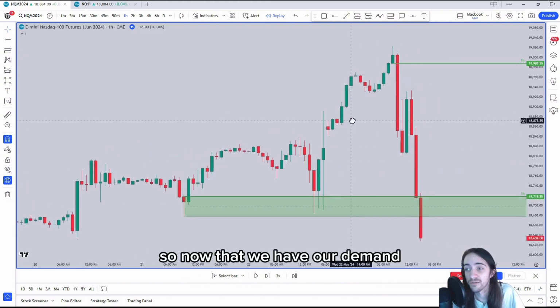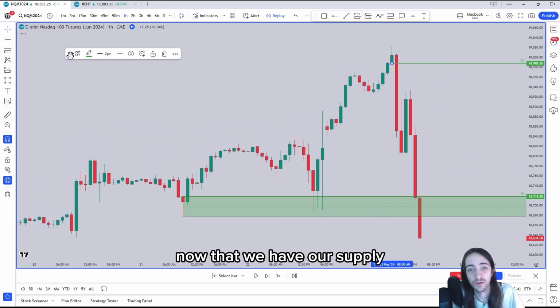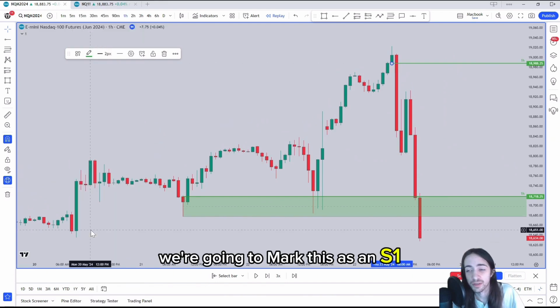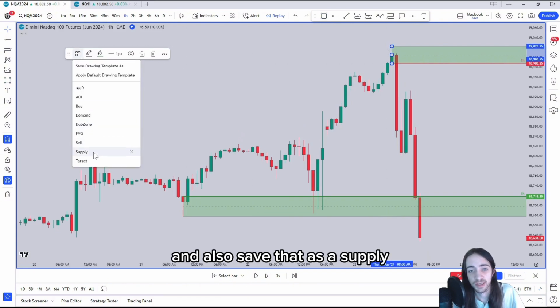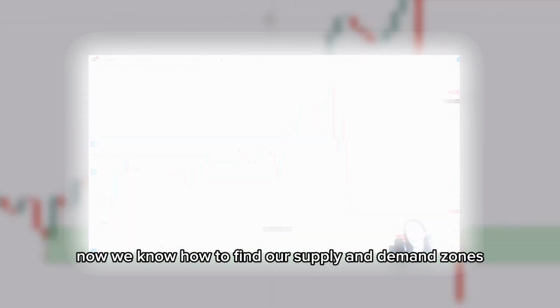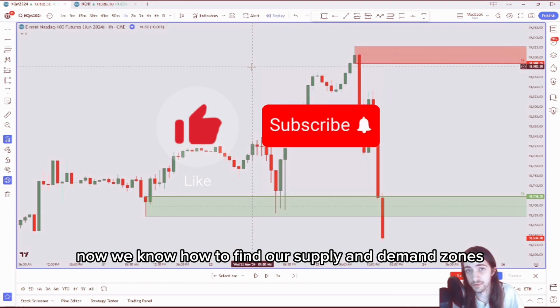So now that we have our demand, now that we have our supply, we're going to mark this as an S1, come over to our rectangle tool, bring that up, and also save that as a supply. Now we know how to find our supply and demand zones.